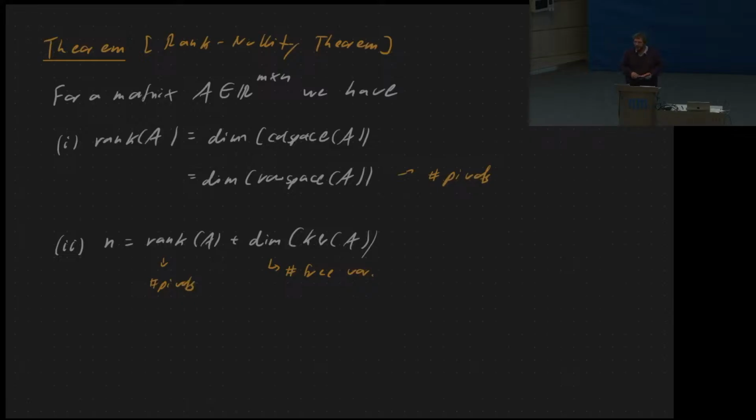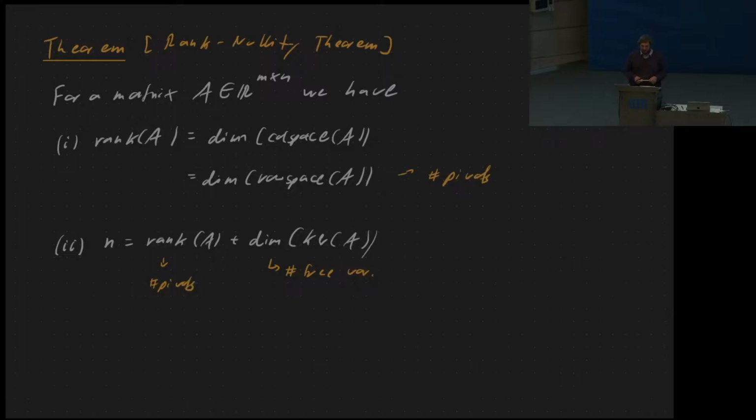And that is hopefully clear again, because the rank is the number of pivots, and the dimension of the kernel is the number of free variables, and of course, all of those together, a column can either be a pivot column or a free variable column, right? So all of those together must be the whole number of columns, the n. And that is called the rank nullity theorem. Very famous theorem in linear algebra.